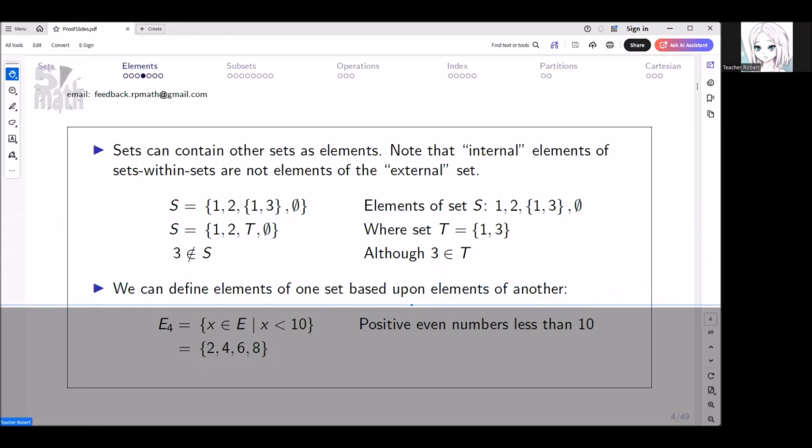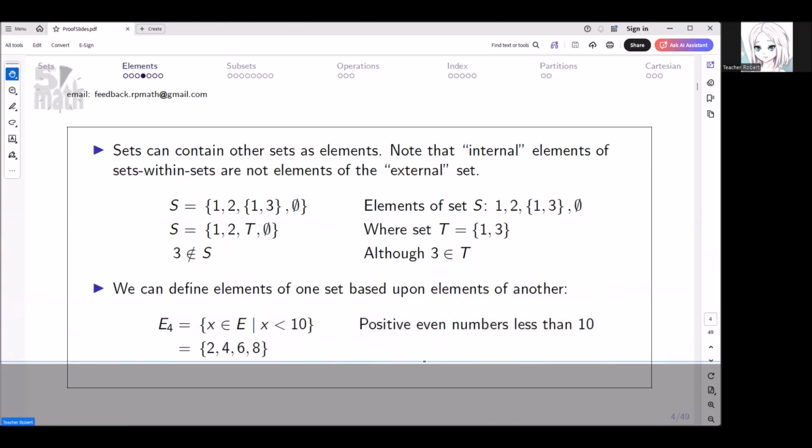We can define elements of one set based upon elements of another. Positive even numbers less than 10.